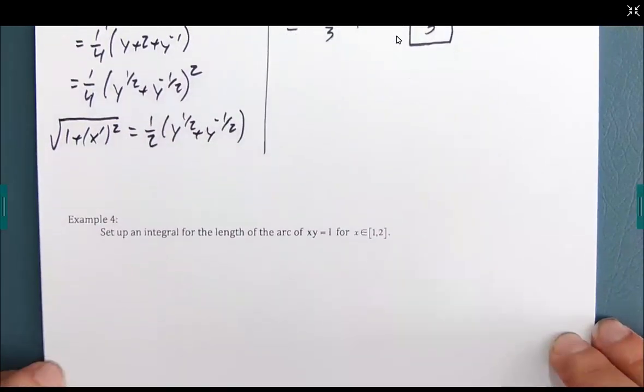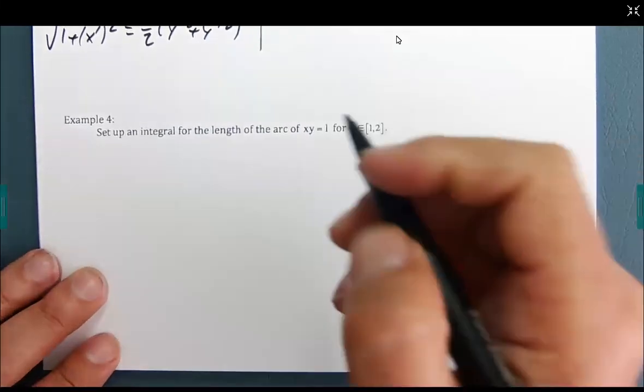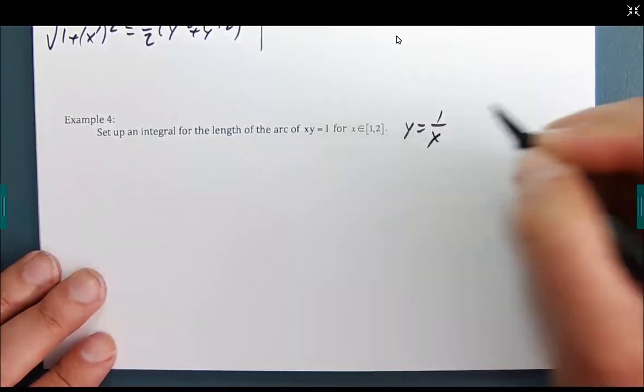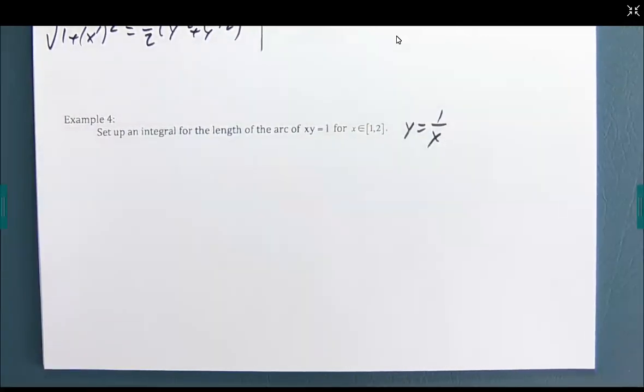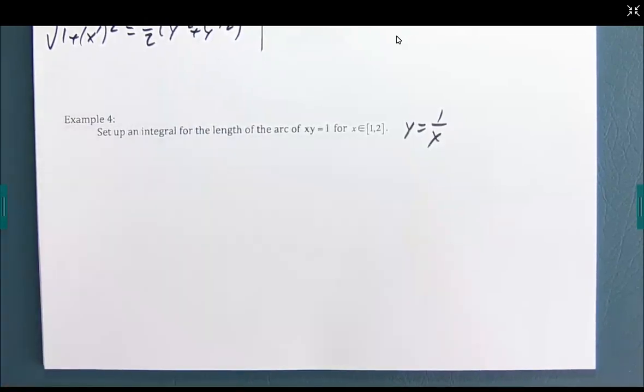problem here. What we're going to do is I'm going to rewrite x times y equals 1 into y equals 1 over x. So I just divide both sides by x. I can do that because x is not going to be 0, so we're okay. And they're only asking for the setup on this one. So we're just going to get to the integral.